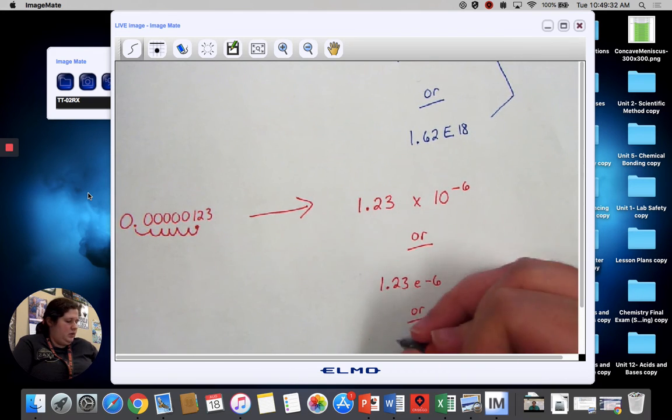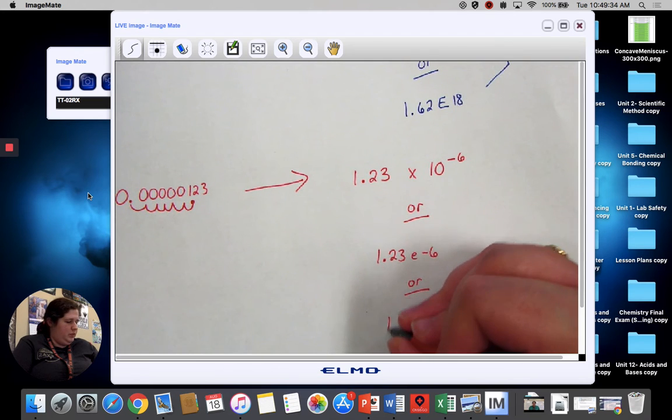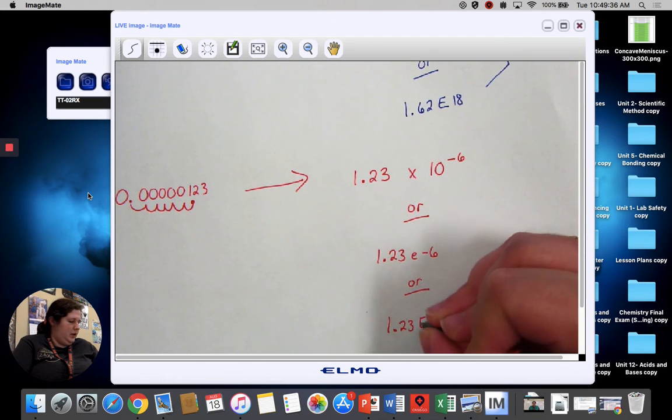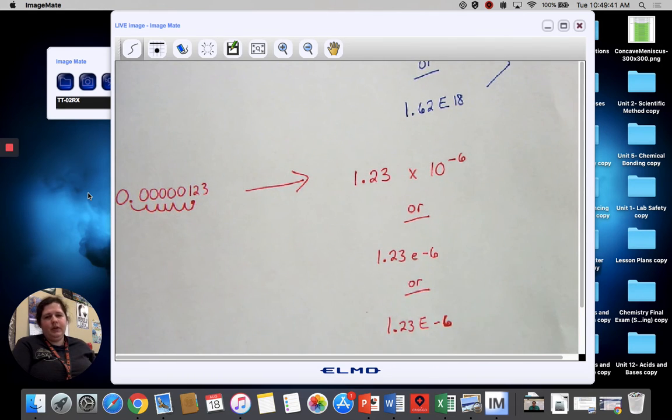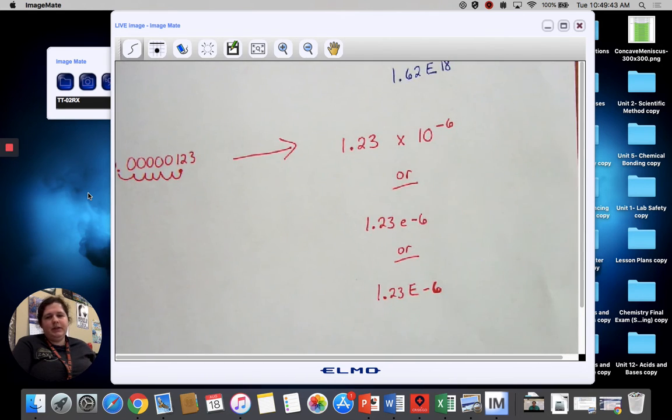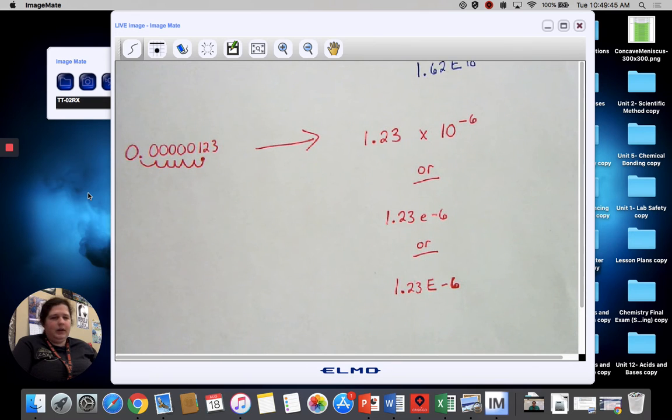Or 1.23 capital E -6. Okay? Those are all acceptable ways of writing that number in scientific notation.